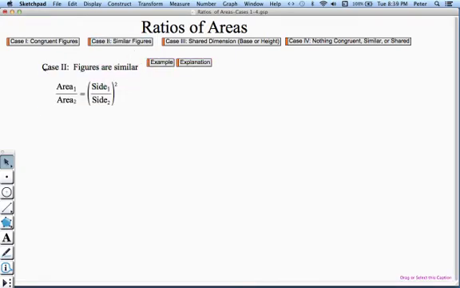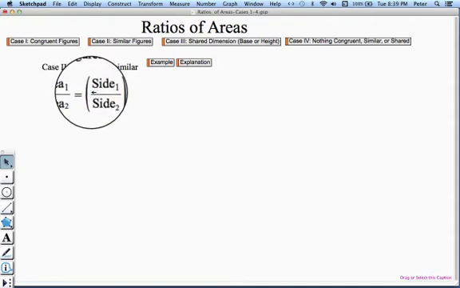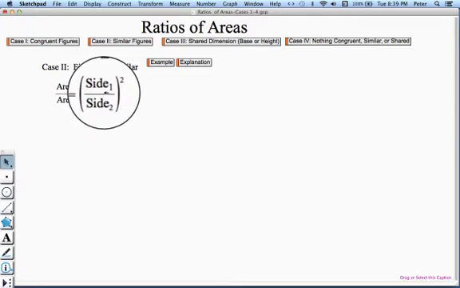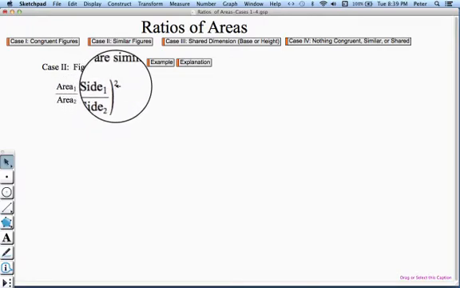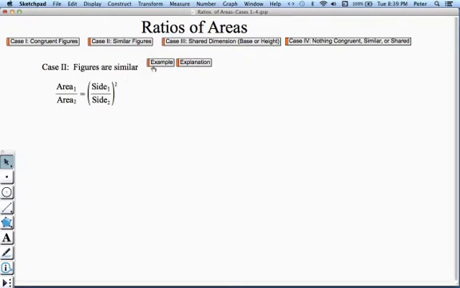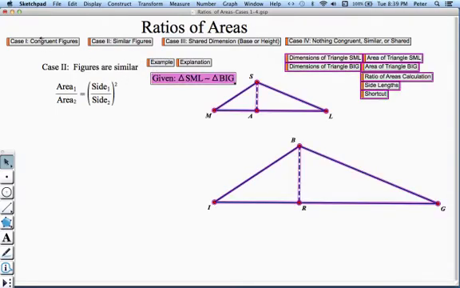Here we're told that the figures are similar. So to find out the ratio of area 1 to area 2, we're going to compare the scale factor, or the length of side 1 to side 2. But then we're going to square it. Okay, so this is exactly like the example that was given in the opener to this video. Let's take a look at why this is true. And we can do that best by an example.